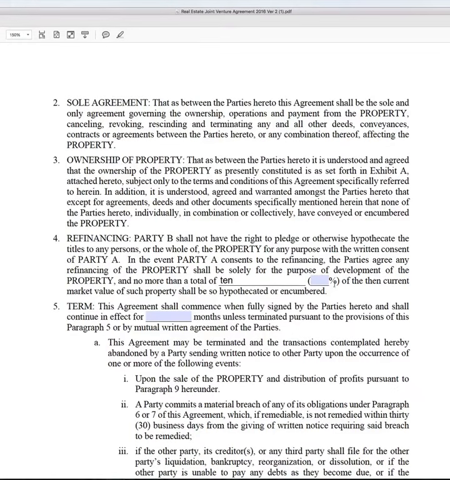So the Party B can actually go out and finance a property, but no more than 10% of the current fair market value can be further encumbered. And this protects you, especially in situations if you're a gap funder and you've loaned money and it's unsecured.